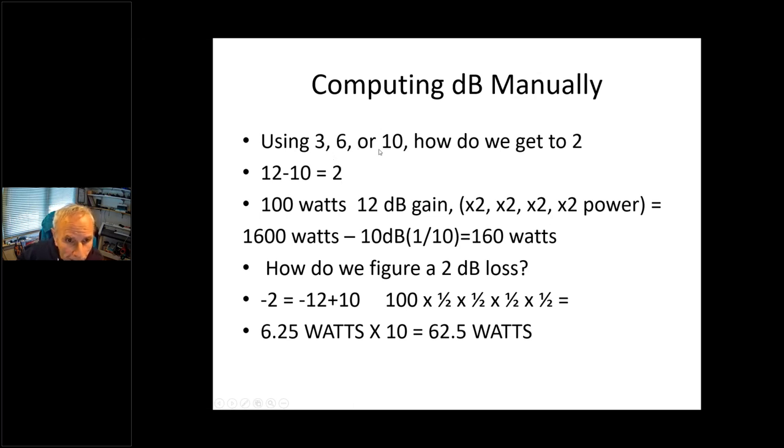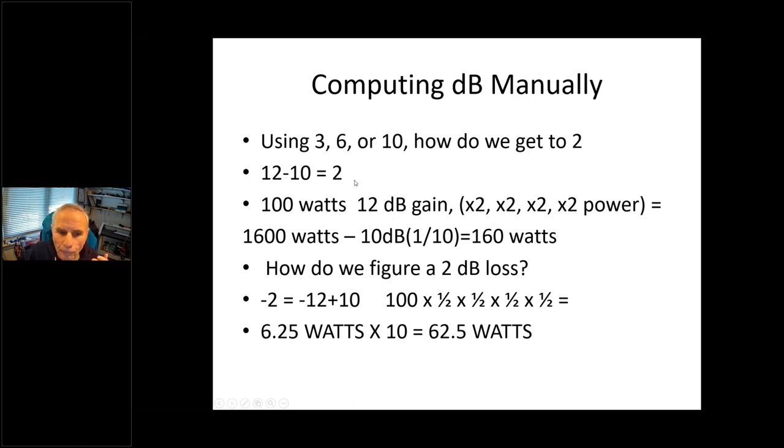Work with the numbers you know, 3 dB, 6 dB, 10 dB, and find the number that matches what you're looking for. A 12 dB gain is what I'm looking for here. I'm sorry, I went too fast here. Well, we want to see what a 2 dB gain is. A 12 dB gain minus 10 is 2 dB. That's how we're going to get to it. 12 dB: 100 watts times 2, double. Times 2, times 2, times 2. I'm rushing through this because I know I'm going to run out of time. It's going to come up to 1600 watts, minus 10 dB means 160 watts. I've done it manually in my head.